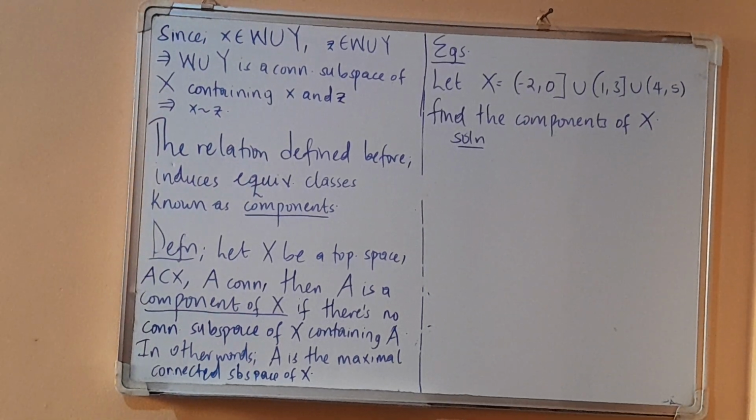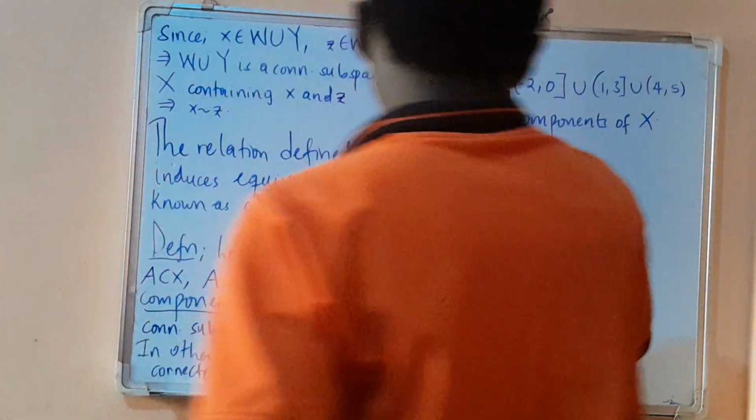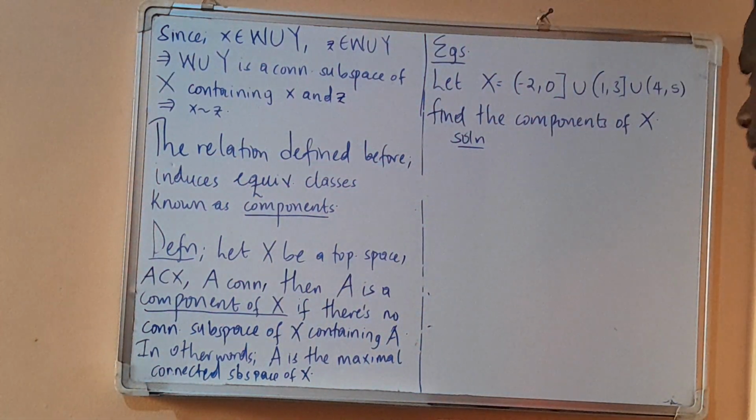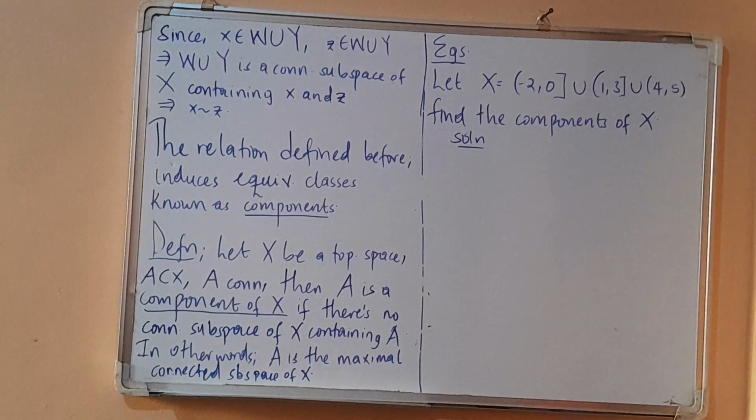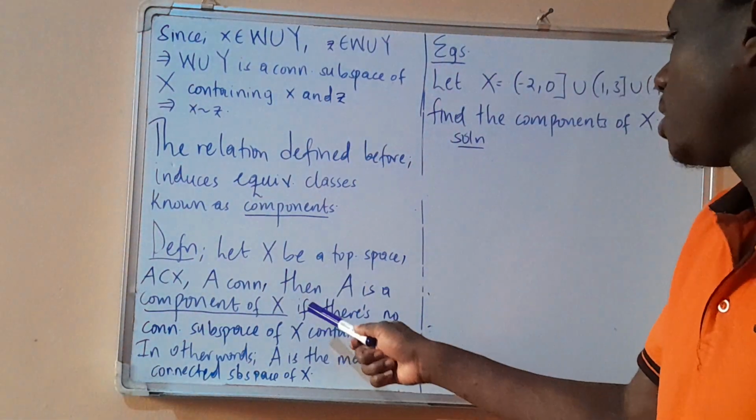Now I think we can find some of the examples of components. We have X defined in this way. X is this set, this set, that set. We want to find the components of X. Recall that we defined this in the previous session.